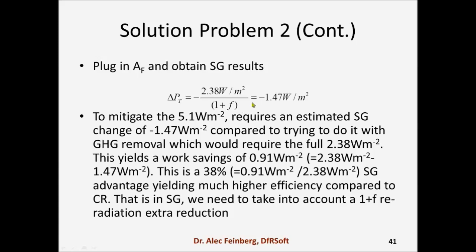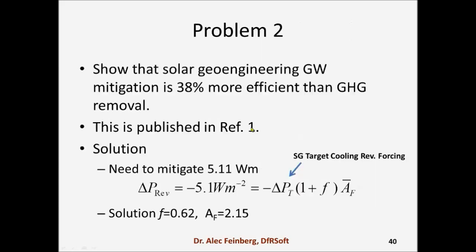Now, that's because we're assuming that feedback will reverse itself. For example, with the water vapor feedback, if you cool the atmosphere, it's going to condense out some of the water vapor, so that reverses that particular feedback mechanism.